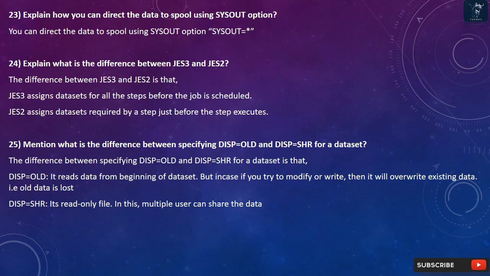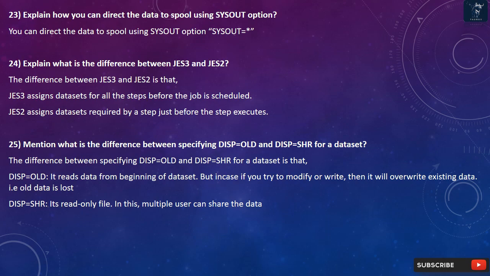24. Explain what is the difference between JES3 and JES2. The difference between JES3 and JES2 is that JES3 assigns datasets for all the steps before the job is scheduled. JES2 assigns datasets required by a step just before the step executes.